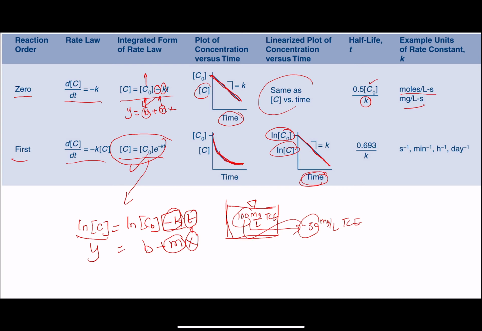To find half-life, if the reaction is first order, you should get this equation, 0.693 over K. As we said before, K is 1 over second, 1 over minute, 1 over hour, 1 over day, 1 over time.